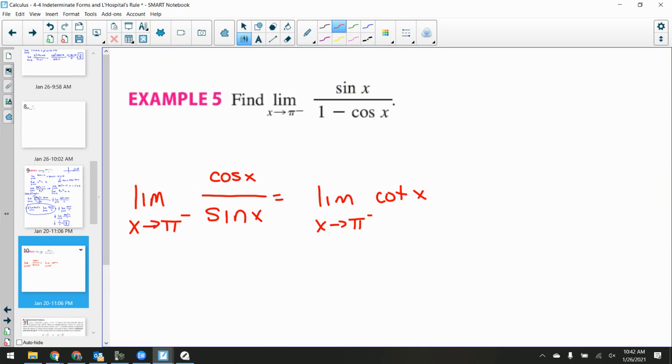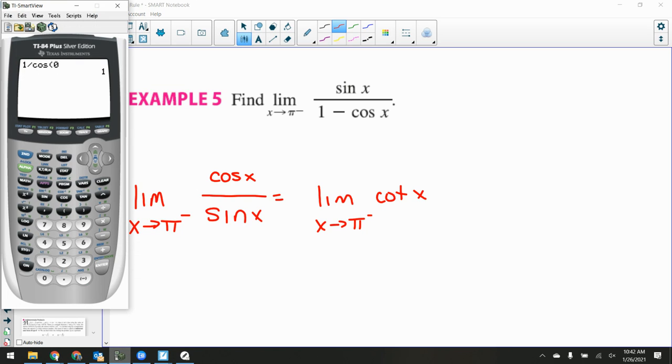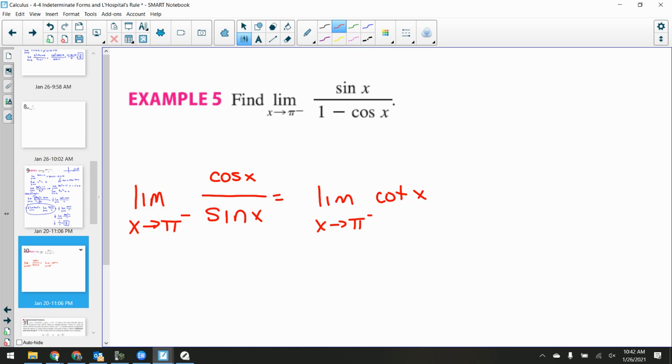Okay, what is cotangent of pi? Well, it's 1 over tangent of pi. Okay, I wanted to show you this. So this is undefined, right? This is undefined.